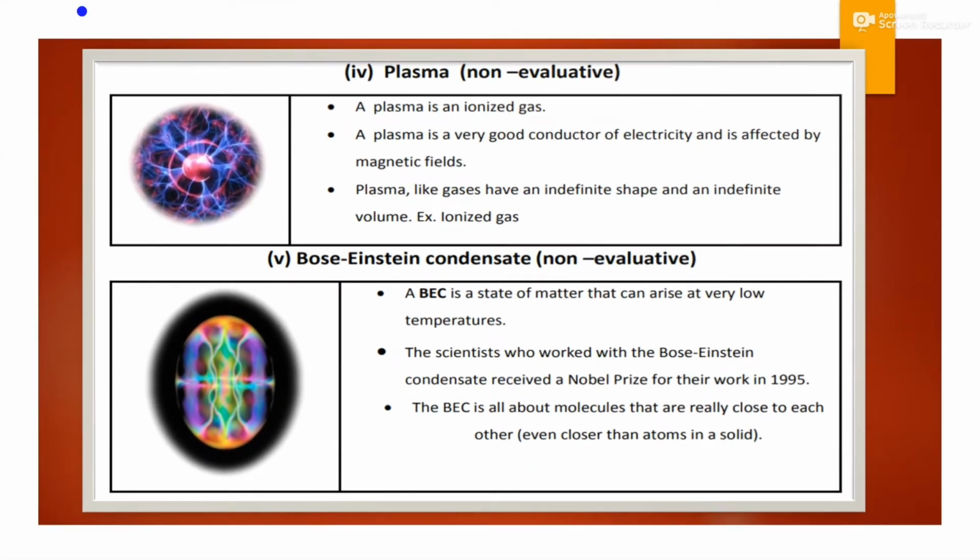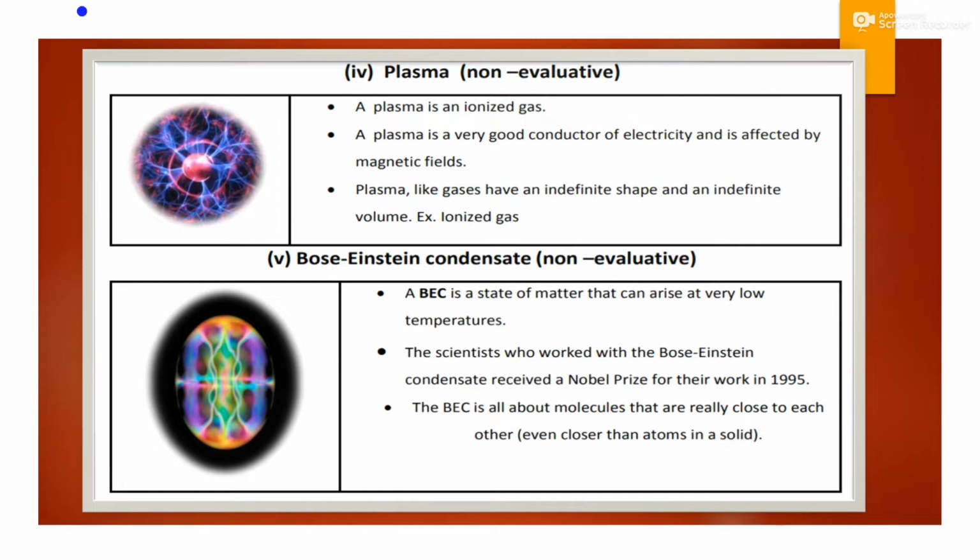Then plasma. A plasma is an ionized gas. A plasma is a very good conductor of electricity and is affected by magnetic fields. Plasma, like gases, has an indefinite shape and an indefinite volume. For example, ionized gas is in the plasma state.